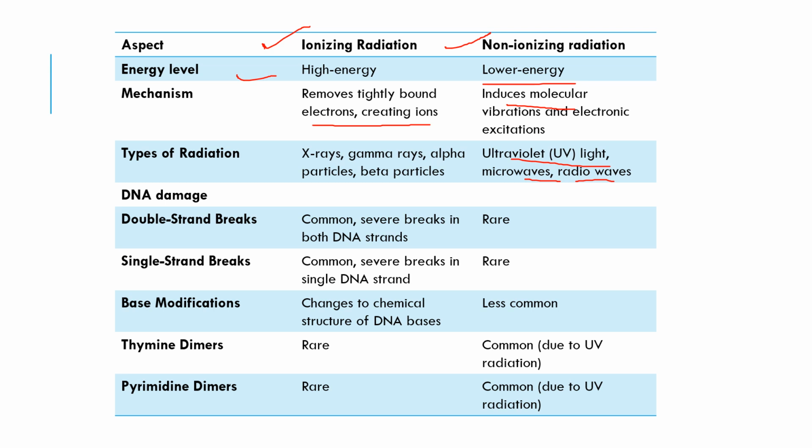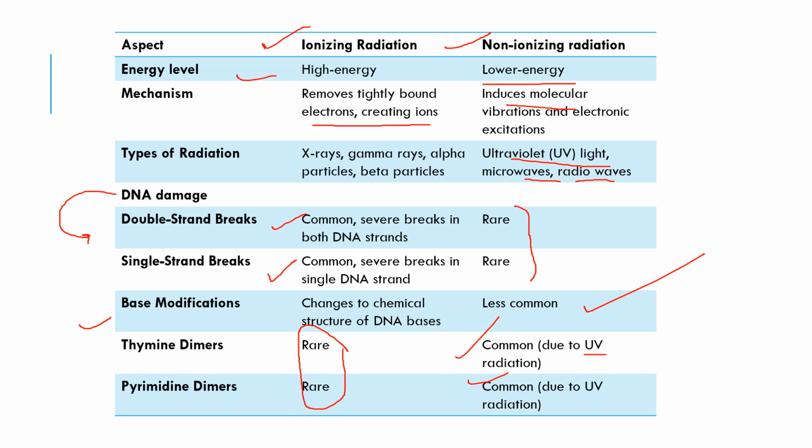Now when we come to DNA damage, double stranded break: ionizing radiation may cause double strand break or single strand break, but in non-ionizing radiation it is very rare. Base modification leads to a change in the structure of DNA, and in non-ionizing radiation it is less common. Thymine dimers and pyrimidine dimers are rare in ionizing radiations, but in non-ionizing radiations, basically due to UV radiation, these are very common. So these are the main differences between ionizing and non-ionizing radiations.